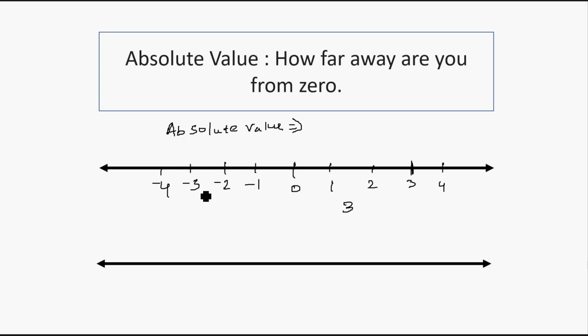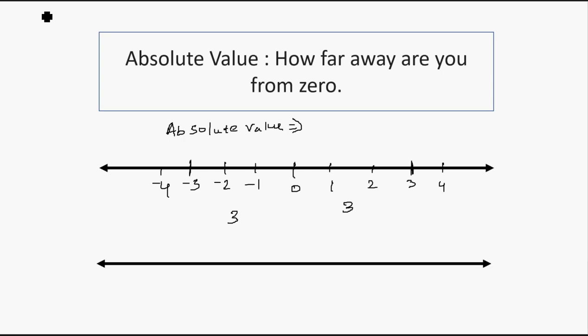Similarly, what will be the absolute value of -3? -3 is again 3 units away from the origin. So the absolute value will be 3, right? So 1 unit, 2 units, 3 units. So which side of the origin is not important?